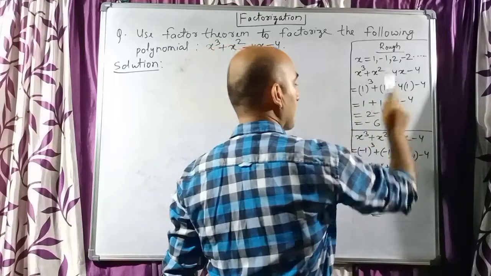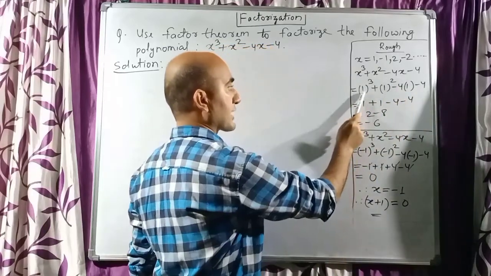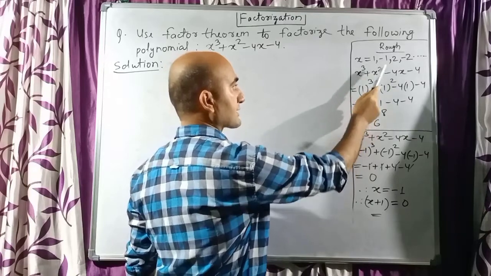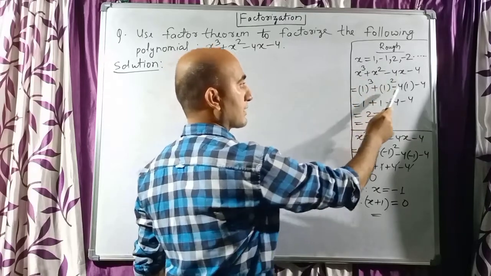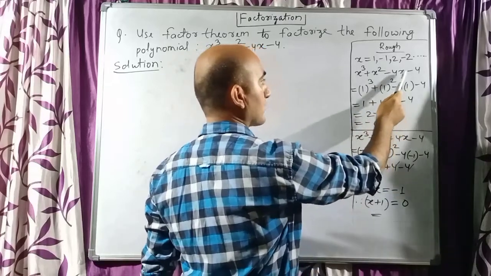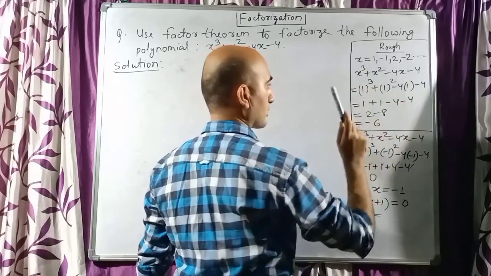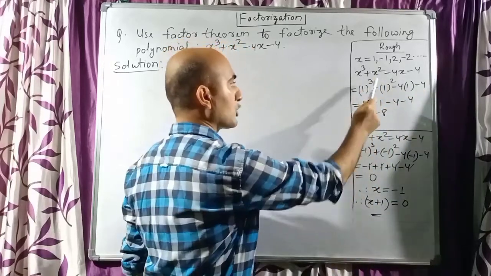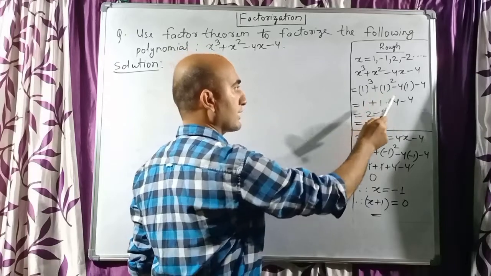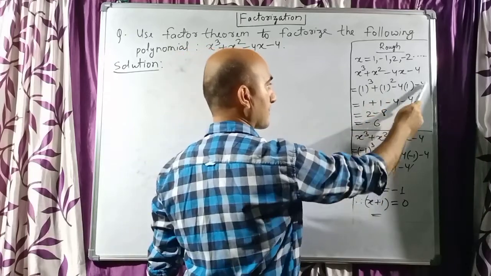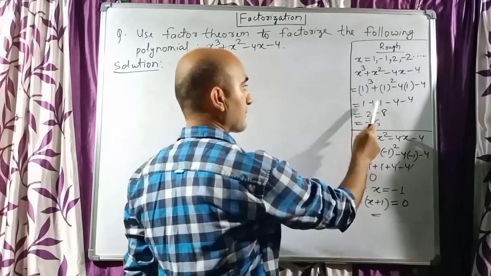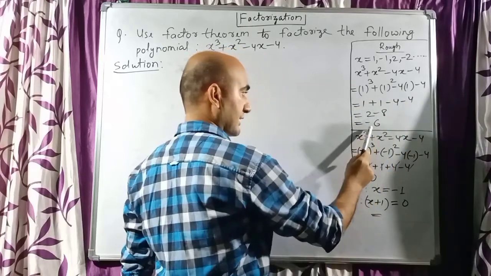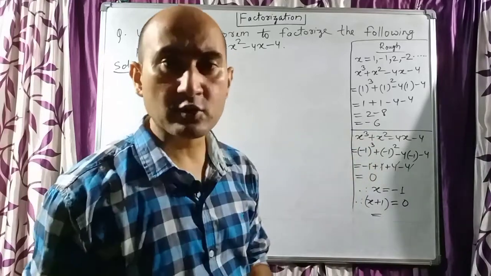In this expression, I have put the value of x as 1. So x cube means 1 cube, plus x square means 1 square, minus 4 into x value 1, and minus 4. Now 1 cube is 1, plus 1 square is 1, minus 4 ones are minus 4, and minus 4 same. 1 plus 1 is 2, minus 4 is minus 8, 2 minus 8 is minus 6. So we did not get 0.